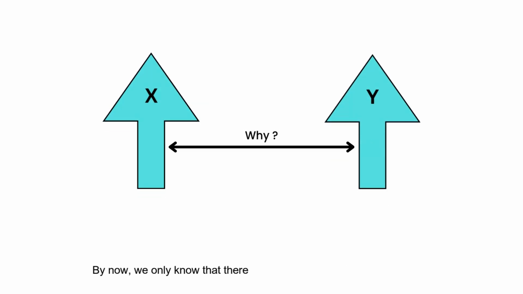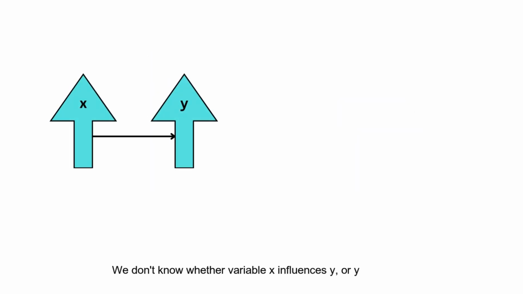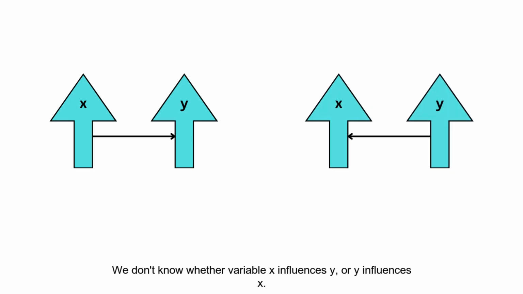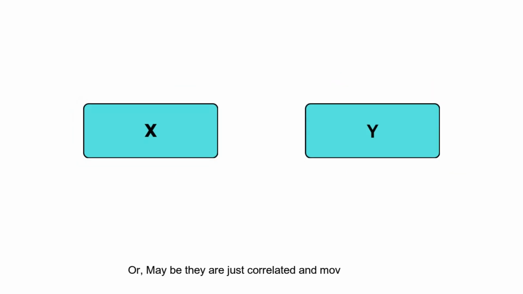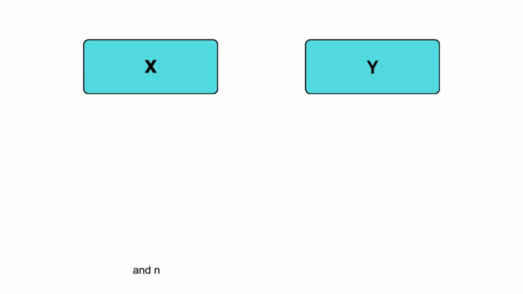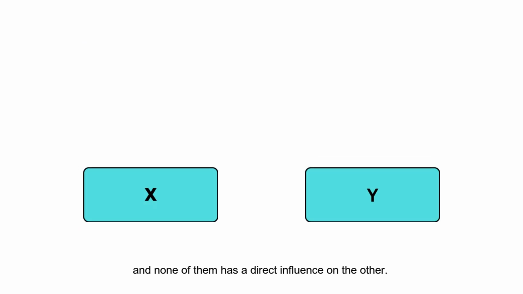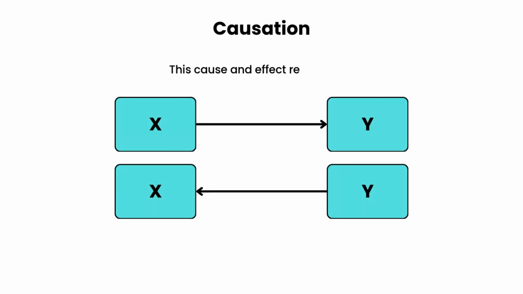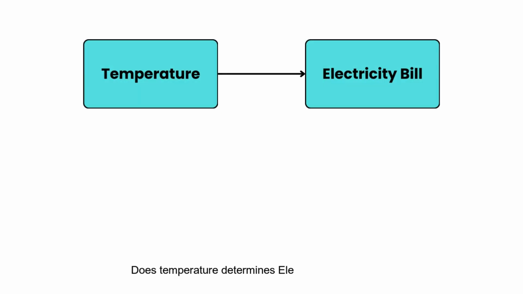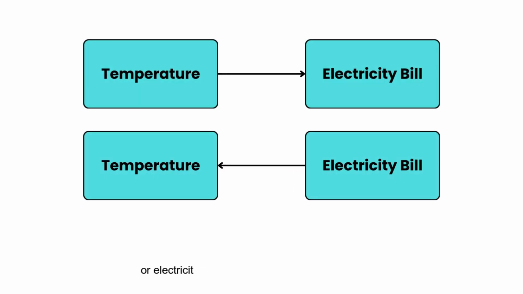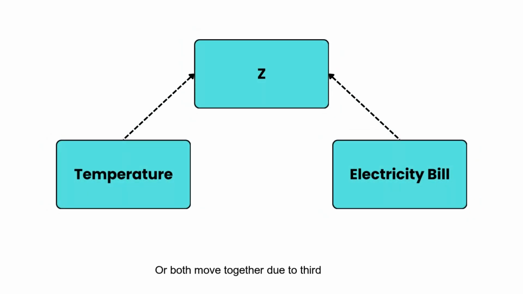By now, we only know that there is a correlation between the variables, but still don't know why they are correlated. We don't know whether variable x influences y, or y influences x. Or, maybe they are just correlated and move together, and none of them has a direct influence on the other. This cause and effect relationship is determined by causation. Does temperature determine electricity consumption, or does electricity consumption determine temperature? Or both move together due to a third variable?